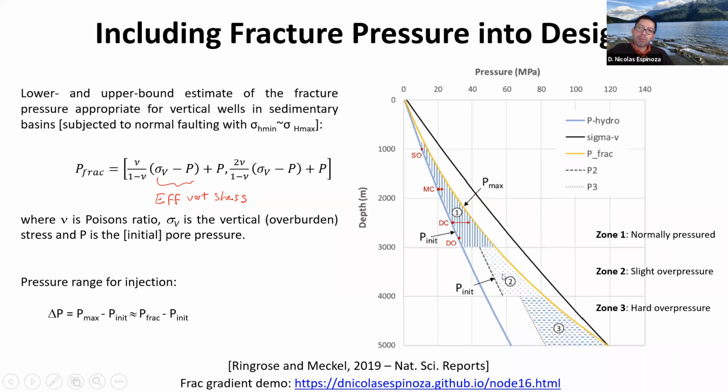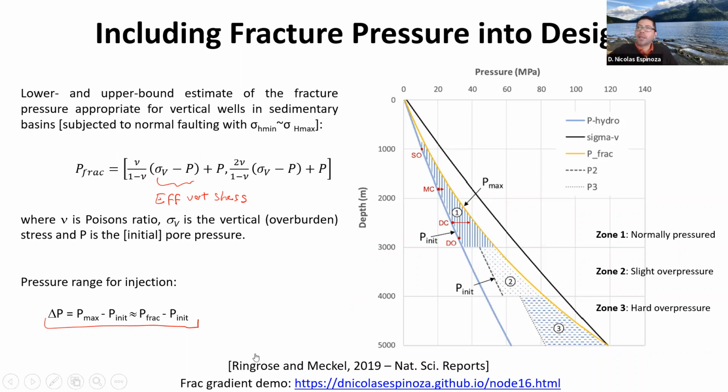And that's sometimes a problem, because that also limits the range or the available pressure that you have for injection. So the pressure range for injection, as you can see over here, is going to be the maximum pressure or the fracture gradient minus the initial pressure. So this is a little bit better than what we saw before, but by no means is going to solve all our problems. In some cases, we might be much better off by doing what is called an injection test.